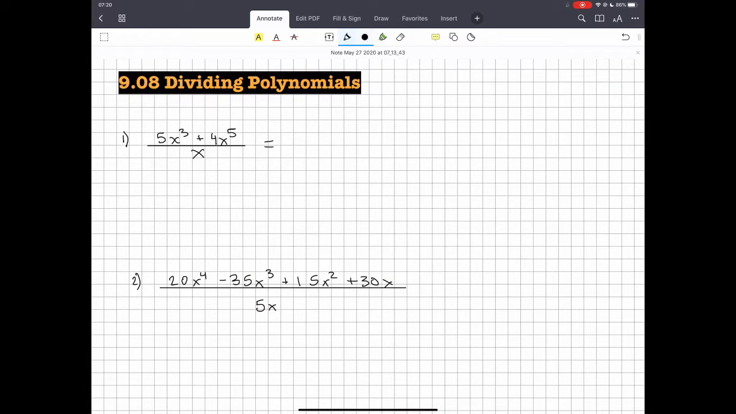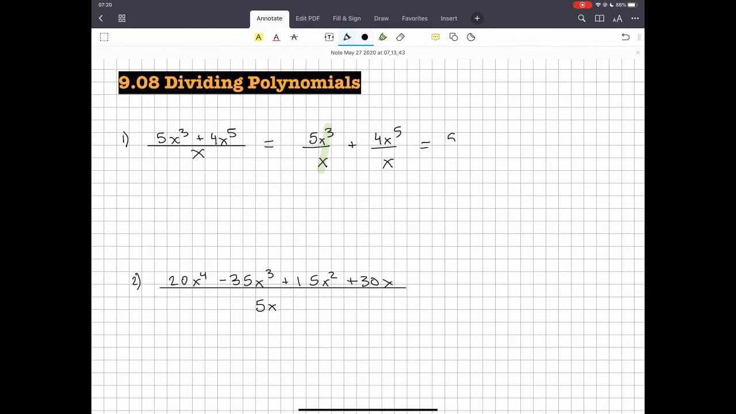We have 5x to the third plus 4x to the fifth, all of that divided by x. Now we could rewrite this expression as 5x to the third over x plus 4x to the fifth over x. And from here we can use our exponent rules. There's a common factor. When we're dividing powers with the same base, we can subtract the exponents.